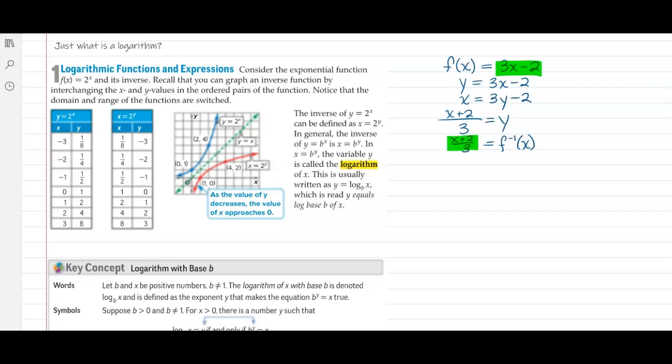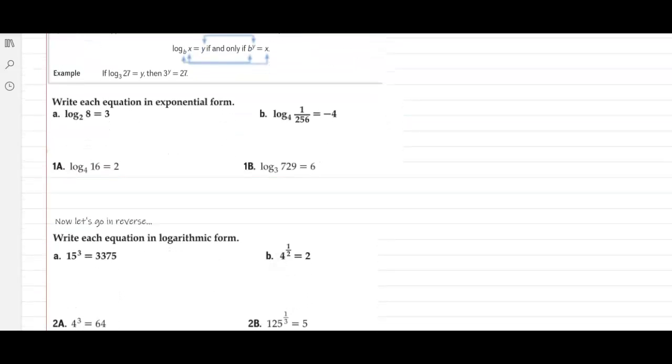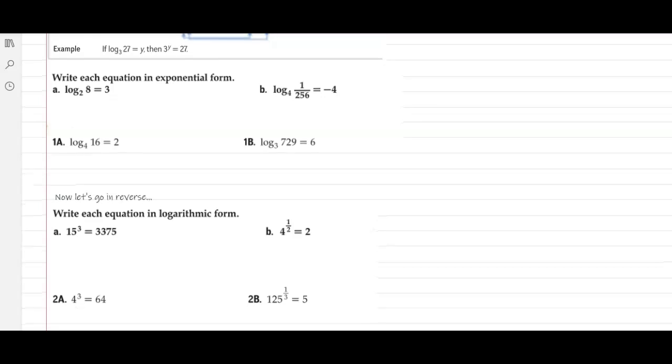Y equals log base b of x is the notation that we're going to use, and we read it y equals log base b of x. This little number here, this subscript, is the base. One thing to note, if the log base 3 of 27 equals y, then 3 to the y power equals 27. We're going to use that in a couple of examples. The first thing we want to do, though, is be able to translate between logarithmic notation and exponential form. That's very important to be able to do those things.